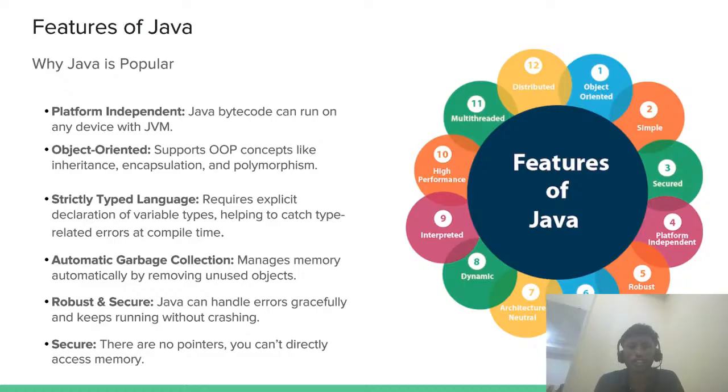Automatic garbage collection manages memory automatically by removing unused data or unused objects. If data is not used in the code, it is collected by the automatic garbage collection.